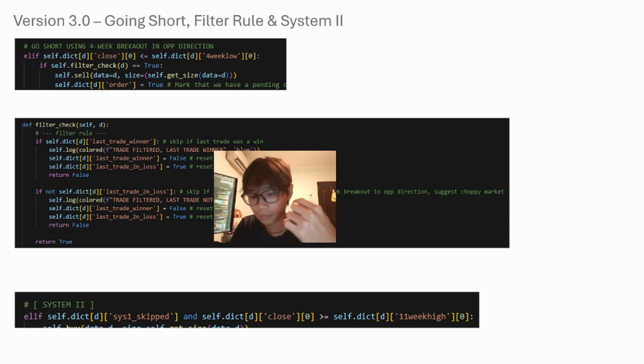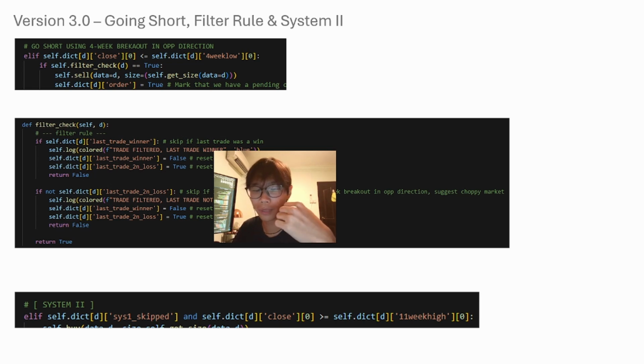Okay, and the filter rule. What's the filter rule? The filter rule says that if the last trade was a winner, then you skip the next trade. And if the last trade wasn't a 2N loss, meaning if it hit the 2-week low or the 2-week high instead of the 2N stop loss, then you don't buy it. And I was actually quite confused at first. I'm like, what's the point of this? But you start to understand as I show you the chart later on.